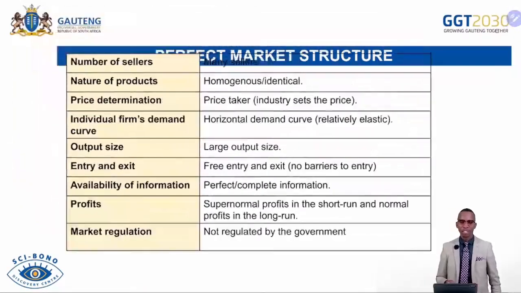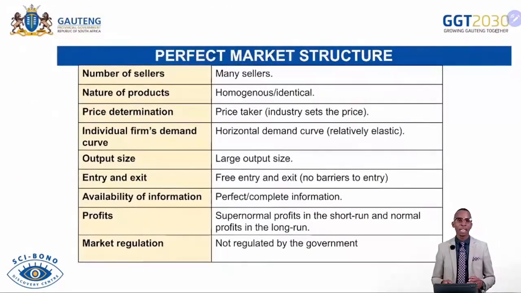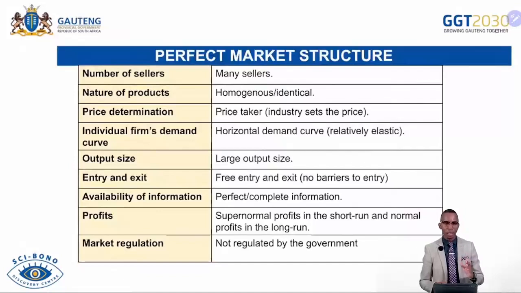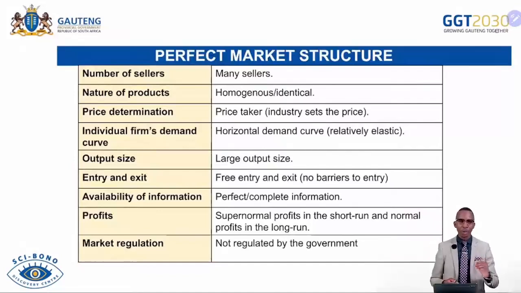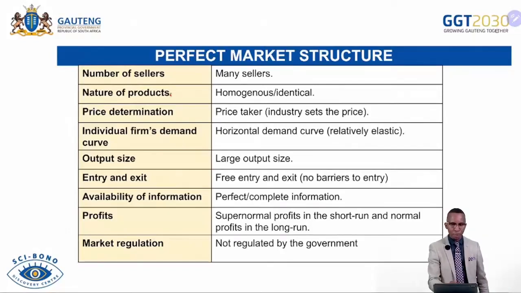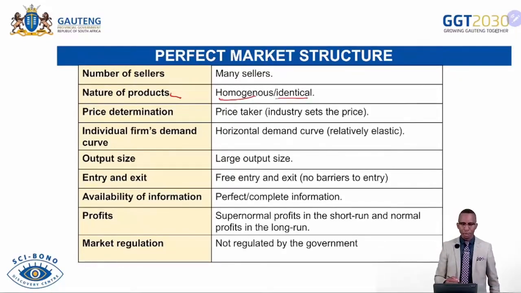So this is the perfect market structure. Remember, it's not exactly the same as characteristics. In this case, you don't mention the whole characteristic, but you simply say, number one, number of sellers. Then you start explaining there are many sellers that exist within the perfect competitive market. Nature of products produced. Products are homogeneous, identical, or similar. Price determination. Who determines the price? The price is determined by market forces in the industry, and then the firm is known as a price taker.